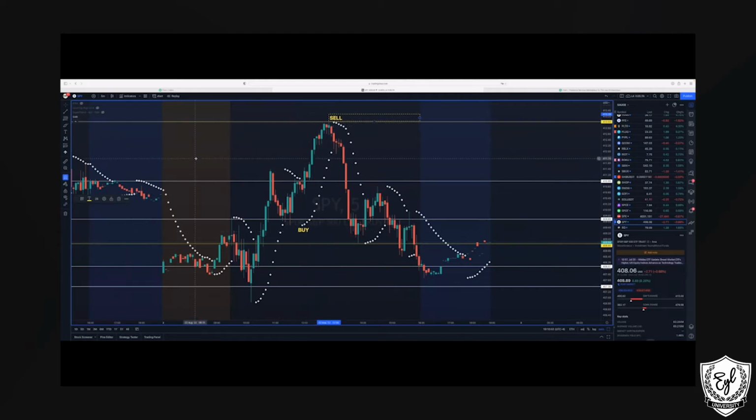Can anyone give me any other ticker? We'll try each single indicator because I want you to understand how it works. Tesla, excellent. Thank you, Stefano, as always.